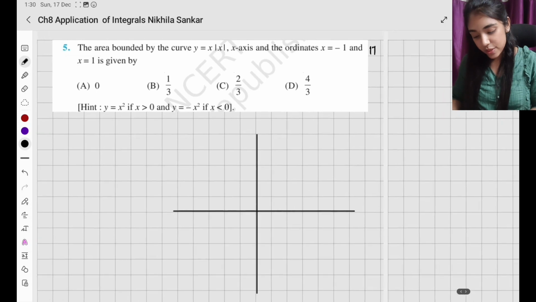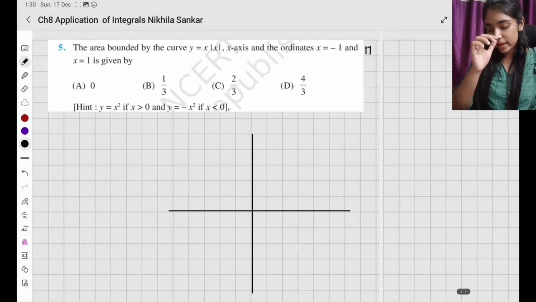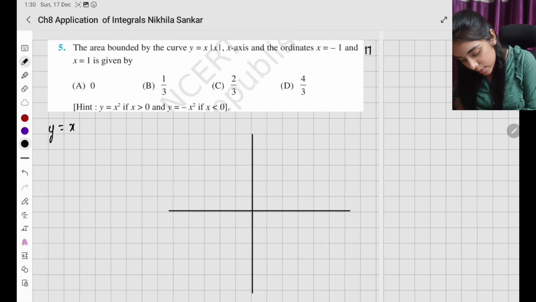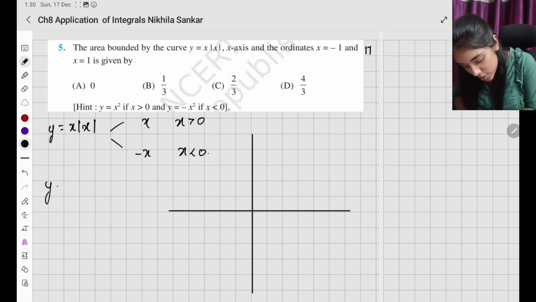Now this question is a little tricky. The area bound by the curve y equals x times mod x, x-axis and the ordinates x is equal to minus 1 and x is equal to 1. So first, what is y equals x mod x? Mod x is going to take the value x when x is greater than 0, and minus x when x is less than 0. So how does my y look? It is going to look like x square when x is greater than 0 and minus x square when x is less than 0.